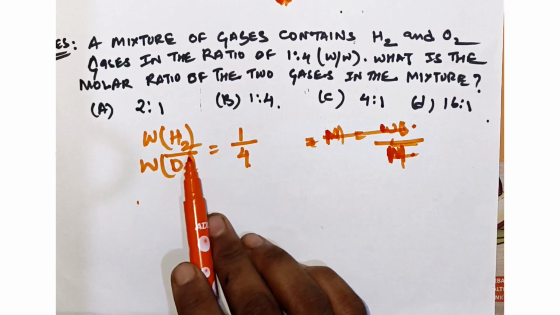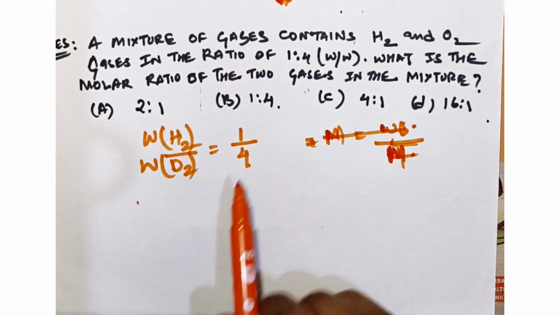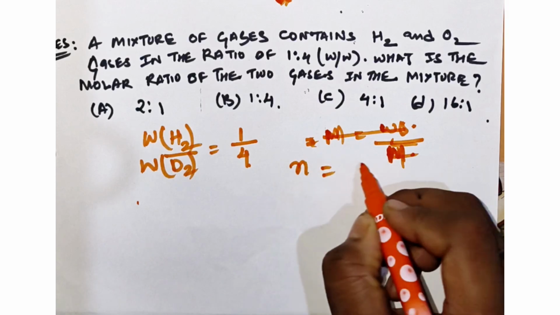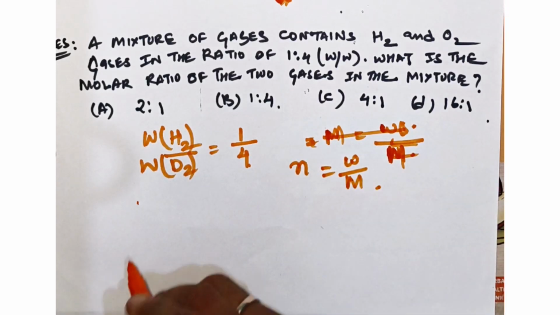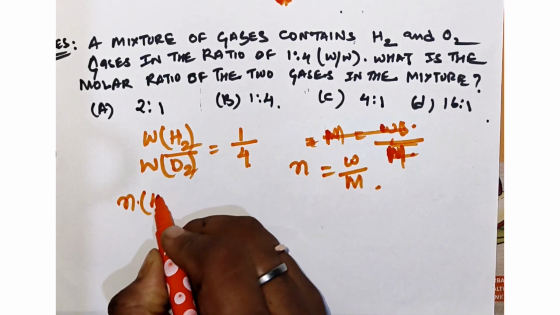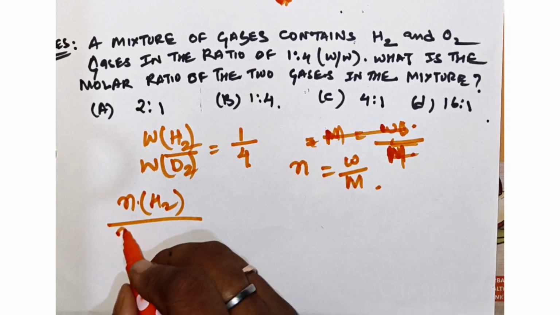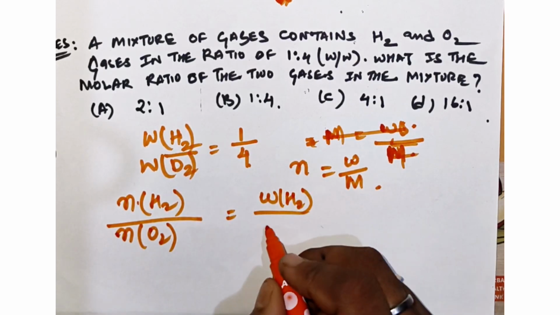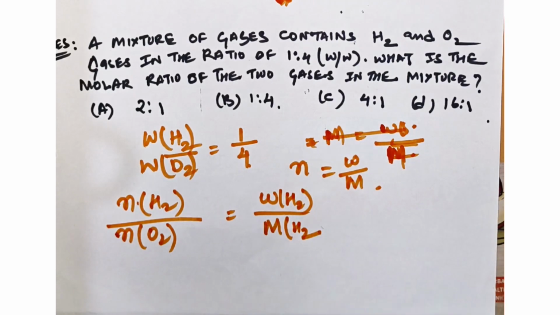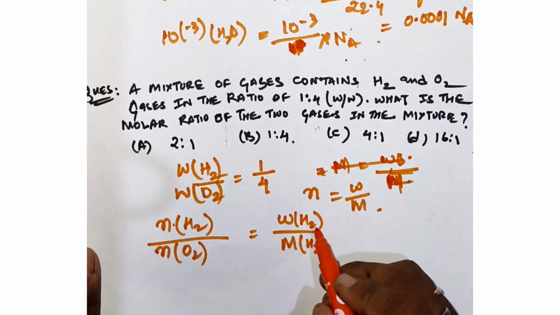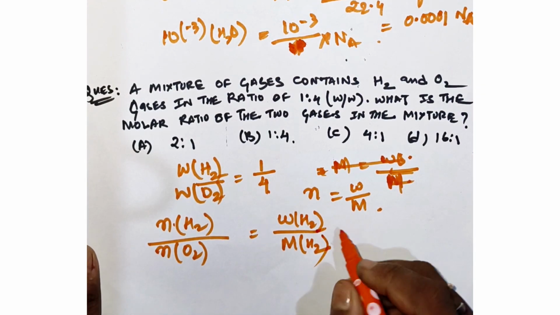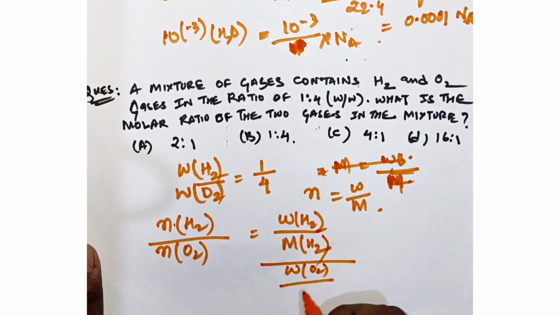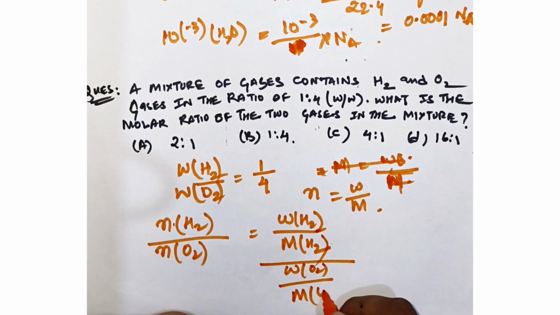So you have to find, the ratio of weight is given. You have to find the molar mass ratio. Now we know moles is equal to weight divided by molar mass. So N of H2 divided by N of O2 will be the weight of H2 divided by the molar mass of H2, that is weight of hydrogen divided by molar mass of hydrogen, and then comes weight of oxygen divided by the molar mass of oxygen.